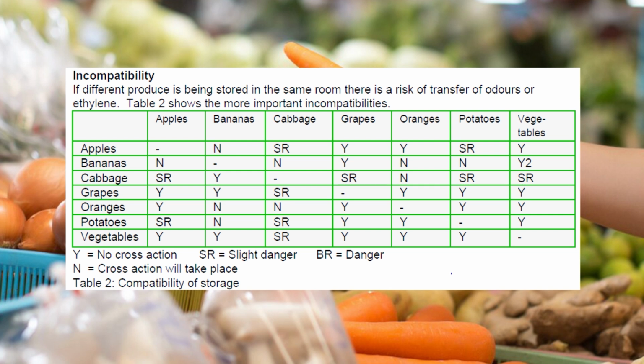This is a table which shows a compatibility match of the commodities, whether they can be stored at the same temperature or in the same chamber or not. Like apple and banana, N. So it means cross action will take place, and it is recommended not to go for it. If it is apple versus grapes, then it is Y. No cross action. Yeah, this combination can work. And these are available through the agencies which are available in the countries.